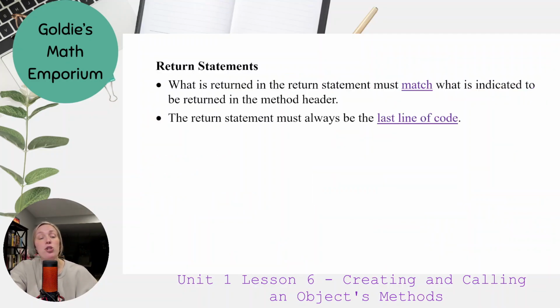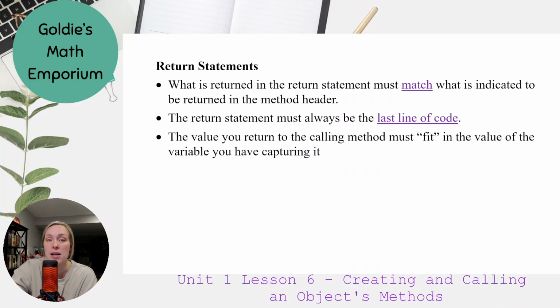Okay. The return statement must always be the last line of code. So all of the methods that we wrote together for the dog were only a single line. Now you can have many lines of code in any method, but your return statement has to be that very last line. Now I say very last line, we're going to look at some examples in Unit 2 where that's not necessarily the case, and I'll explain that a little bit more in Unit 2 when we get to selection and loops and all of that fun stuff. But for right now, the return statement ends the method, and it has to be the last line of code.